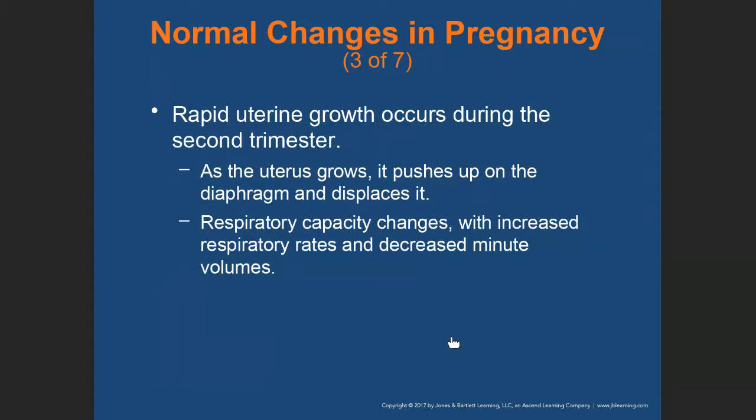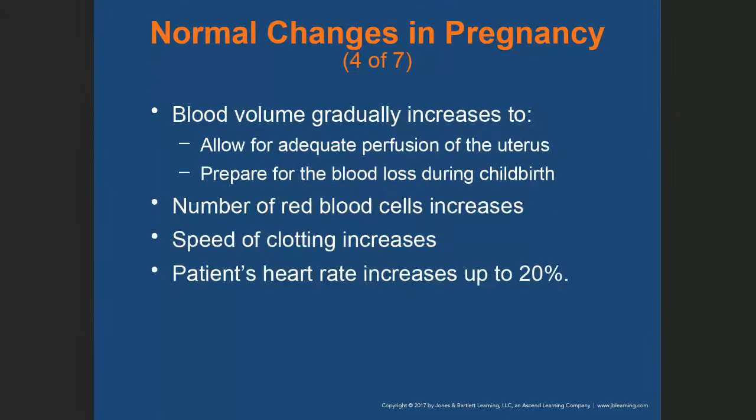As the uterus grows, it pushes up on the diaphragm and displaces it. Now, if the diaphragm is being pushed up, then the respiratory capacity is going to change and the patient is going to develop a rapid breathing rate with decreased minute volume because the diaphragm is being pushed up. So they're going to breathe faster, but the minute volume is less.